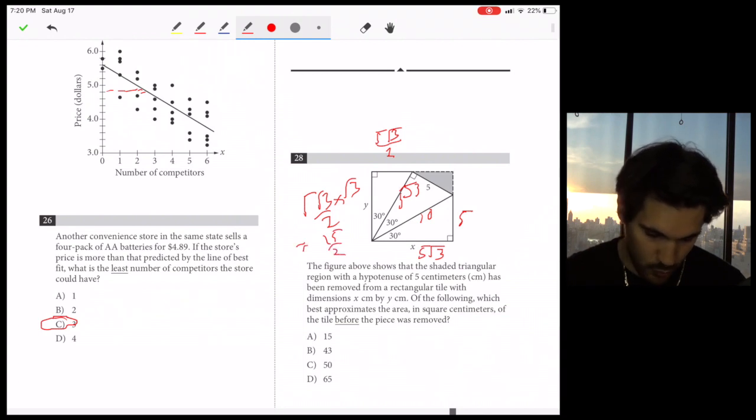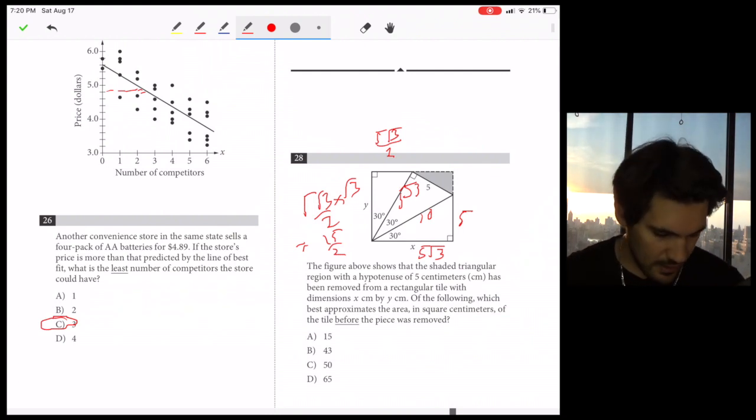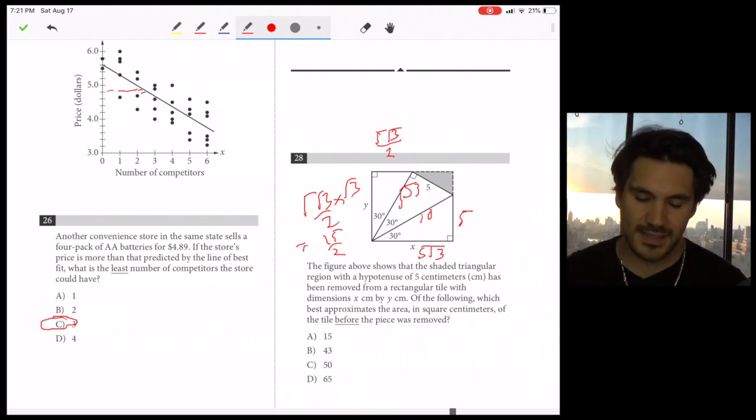So we know x, we know y. All we've got to do now is multiply them by each other. And if we just stick that into our calculator, we're going to get approximately 65.